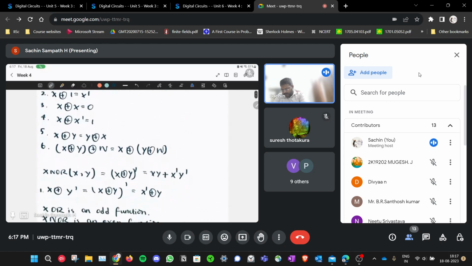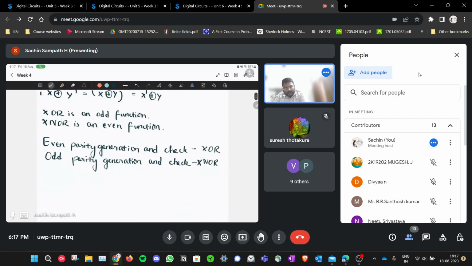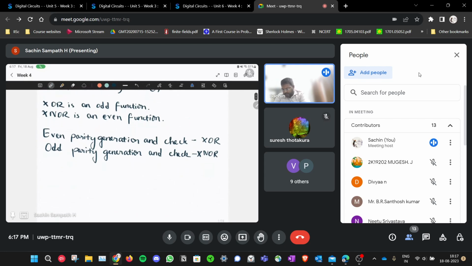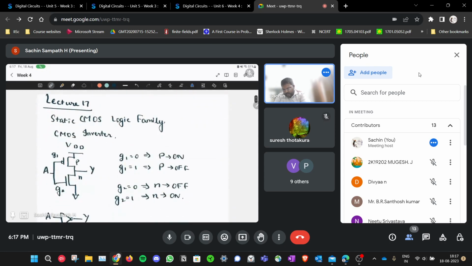They've explained about XOR function and XNOR function. XOR is an odd function. That means if there are odd number of inputs that are high, it will give you a high output. And XNOR is an even function. That is, if there are even number of ones in the input, then you get a 1 as the output. So you can use XOR to get even parity, and to check that even parity, you can use XOR again. Similarly, odd parity for XNOR.